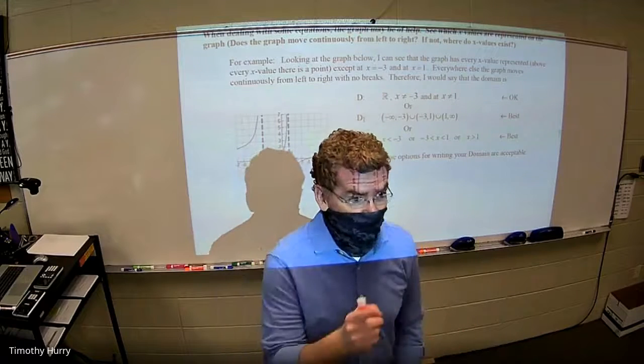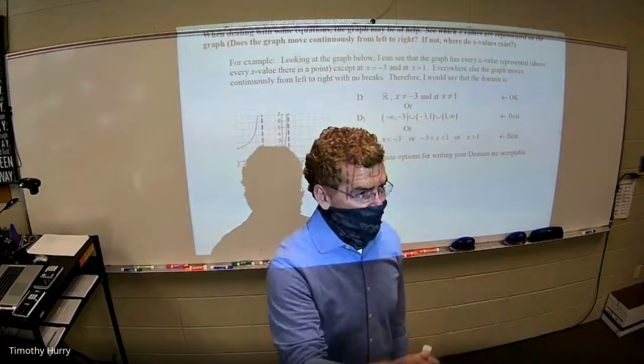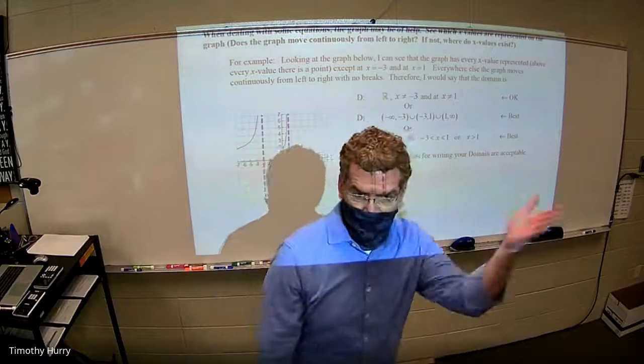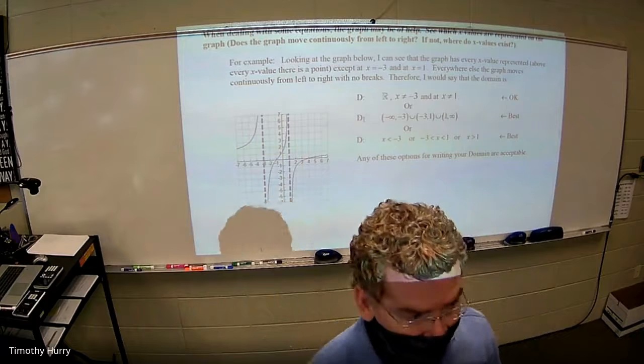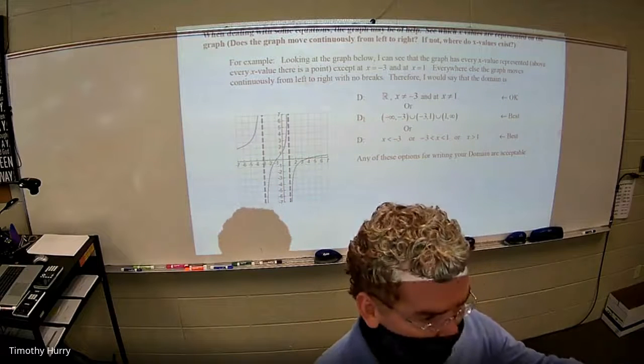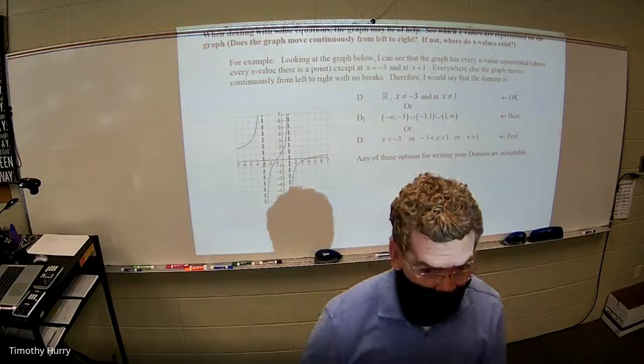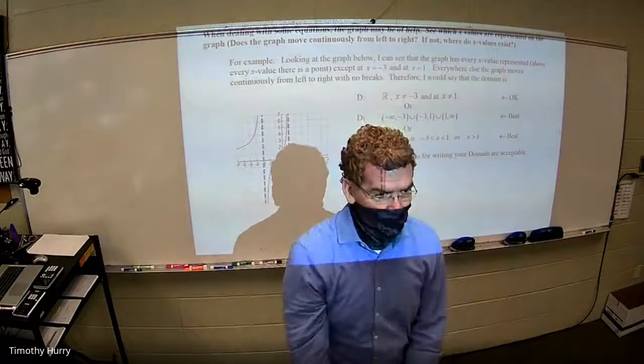But the log function just goes like this to the right, doesn't it? Because what are you not allowed to log? Negatives or zero. And you'll notice the vertical asymptote there, doesn't it? So there are other values that you have to be careful about.